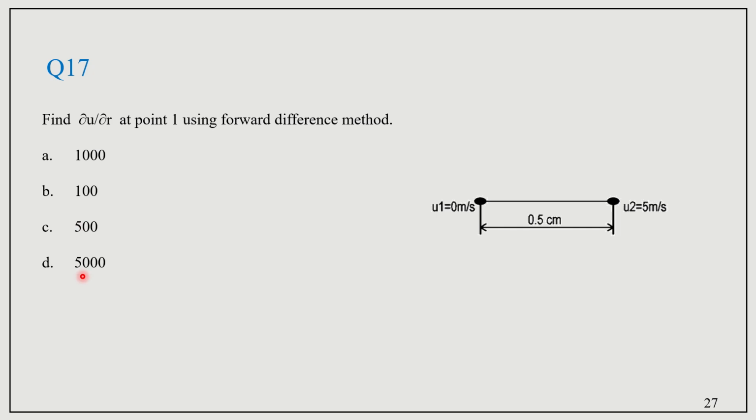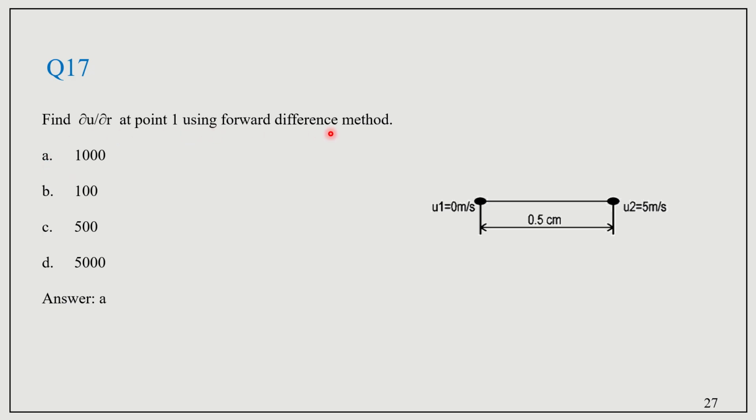So ∂u/∂r using the forward difference approach, how can we get it? It will be u at r plus Δr minus u at r, divided by Δr. Δr here is 0.5 centimeter, u at r plus Δr is 5, and u at r is 0. So 5 minus 0 divided by 0.5. 5 and 0 are in meter per second and 0.5 is in centimeter. So it is 5 divided by 0.5 into 10 power minus 2, and it will be 1000. So the answer is option A. Option A is the right answer.